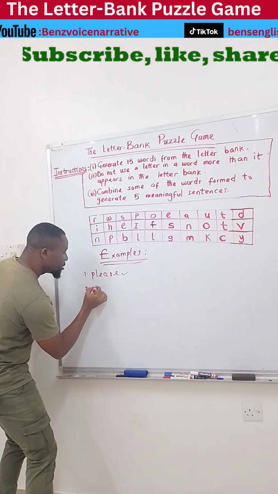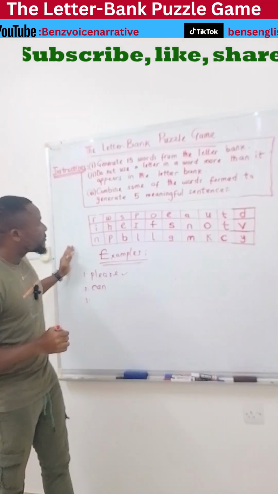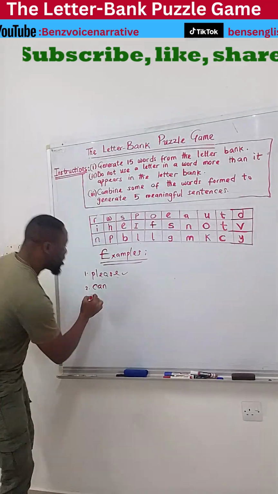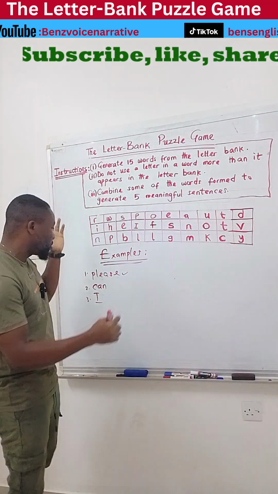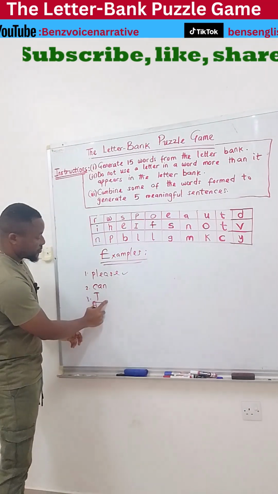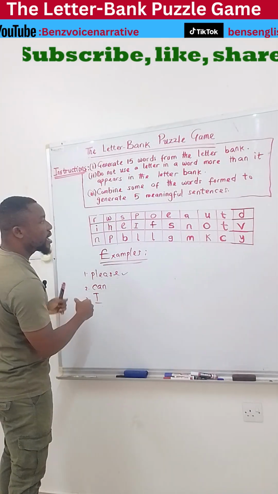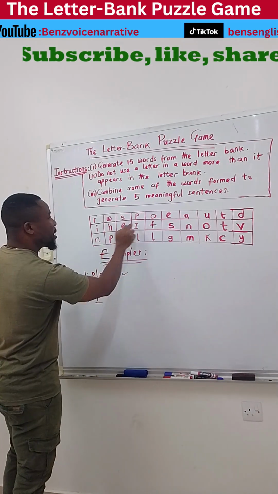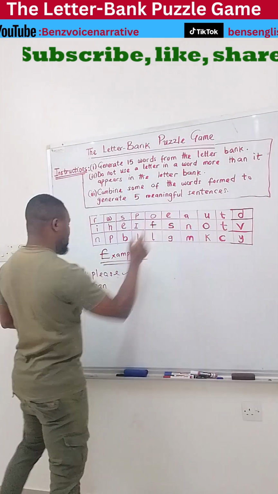That's can. Can, okay. Oh, this is I. The pronoun I is a word on its own. So that's a simple one. I. Do we have the word have? Have. H. A. Do we have V? Okay, V. E. All right.